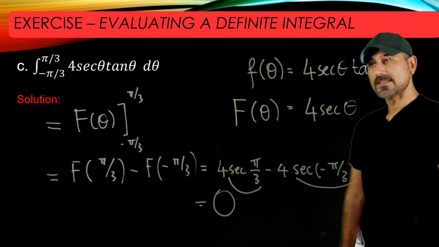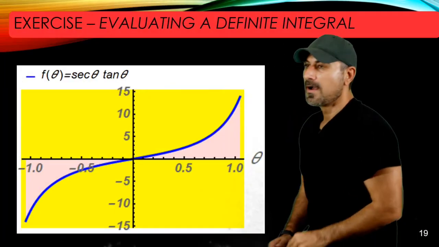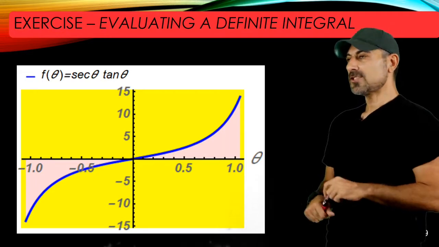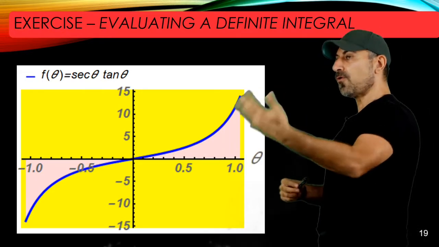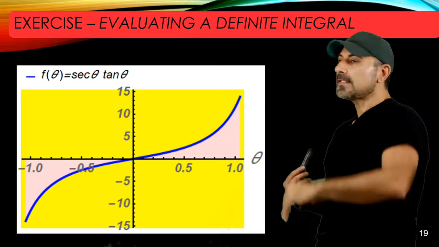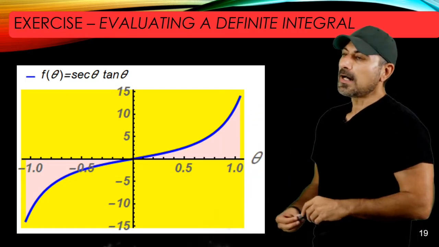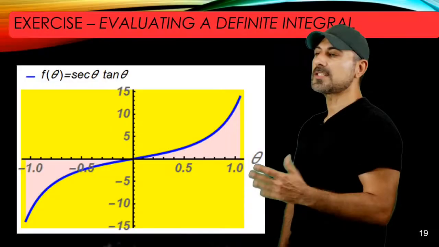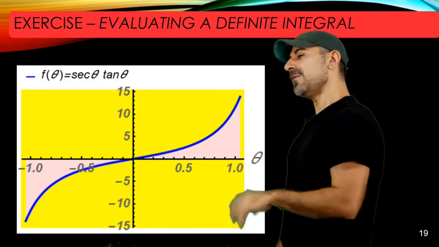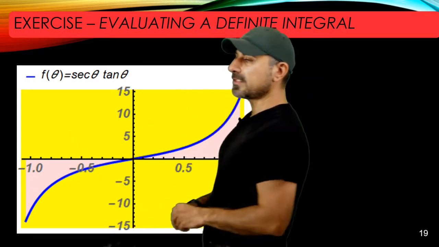Can we relate this integral to the area between the curve of 4 secant theta tangent theta and the theta axis? So let's check that. All right, here's the graphical outlook of secant theta tangent theta. So our function was 4 times that, but I just wanted to show you that secant theta tangent theta is symmetric with respect to the origin, which essentially means that on the right of the origin, f takes the positive values, and on the left, f takes the negative values.